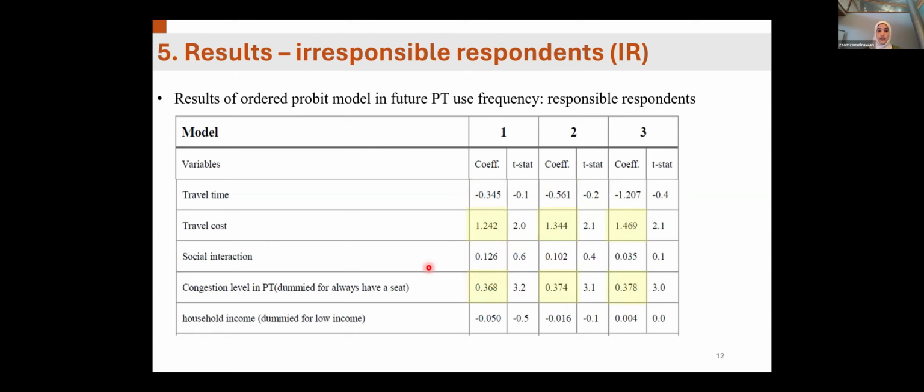If we compare it to the results of the ordered probit model in the future public transportation use frequency for the irresponsible respondents, so this is a typo mistake here, this is the irresponsible respondents. As you can see here, the travel cost and congestion level are showing unreasonable signs, and this is what we anticipated for the irresponsible group. Other variables are not really showing something unreasonable, but they're also not significant.